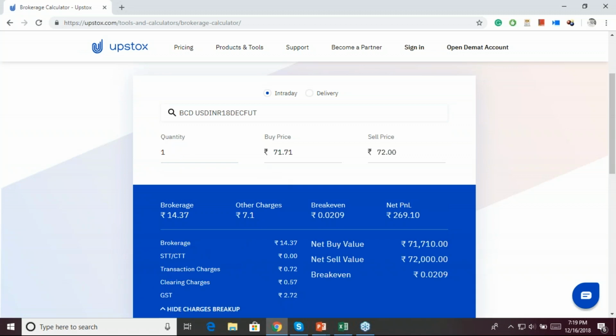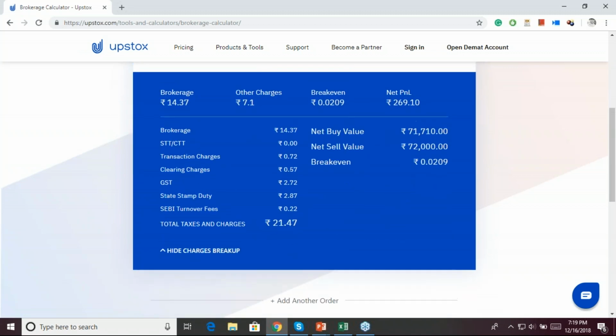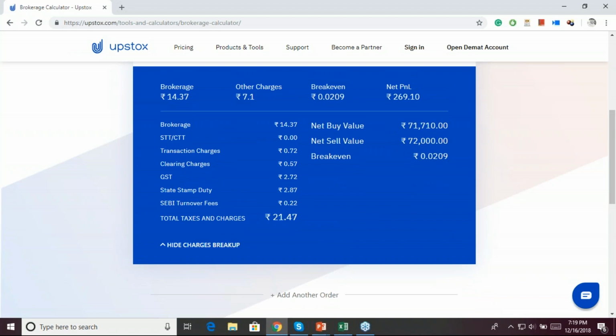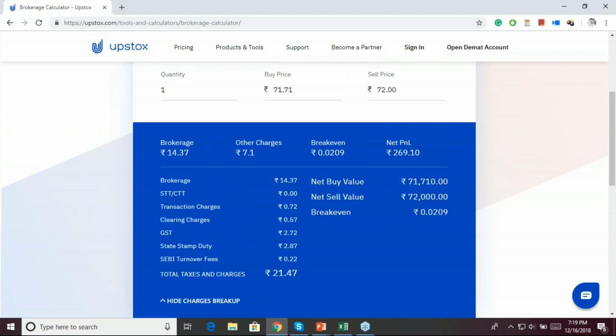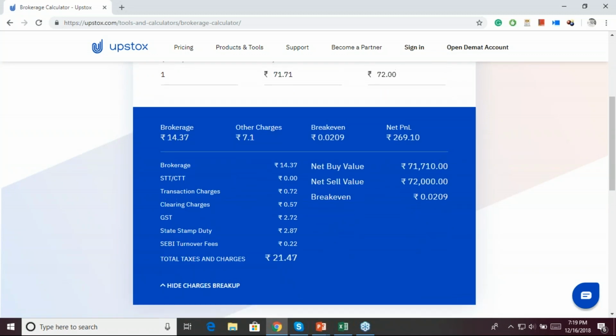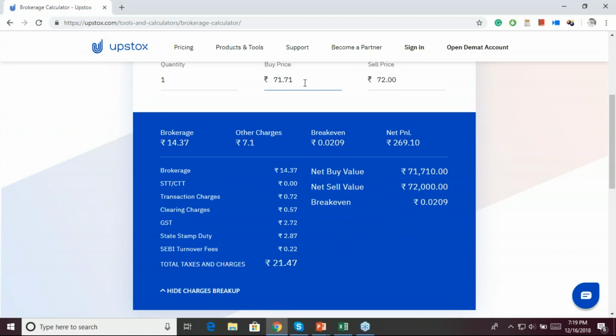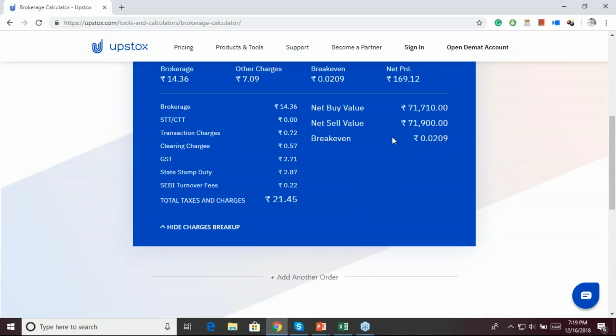So you can see how much the brokerage costs: 21 rupees for just buying one lot. It's a buy and sell price, and you can see the difference of 71.72. Suppose I need to sell it out at 71.90. So you can see I'm still making a profit of 170 rupees. So that's how the brokerage part works.